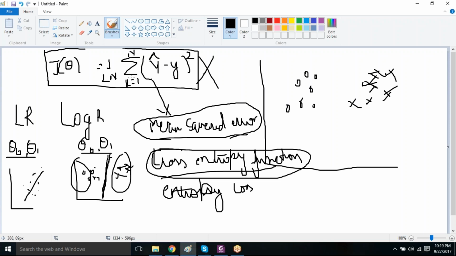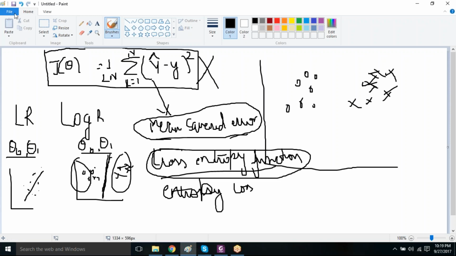There the objective was to fit the data point as best as possible. So you have to pass the line through the data point. Here we have to find a line, but we have to find that theta naught and theta 1 which can discriminate between the two classes, some data point from class A and another data point from class B. So that type of theta naught and theta 1 you have to find.